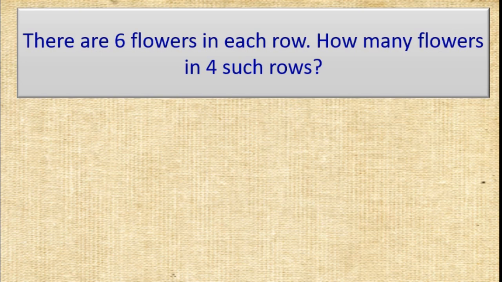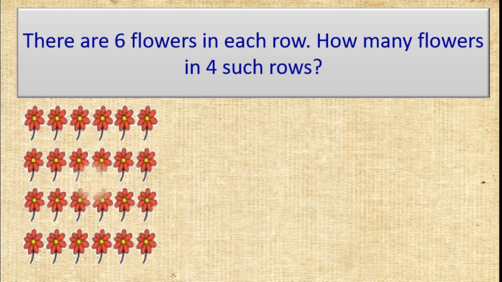Students, first we will take a quick revision of standard 3rd portion. Then we will move to the 4th portion. Here one question. There are 6 flowers in each row. How many flowers in 4 such rows? You can see here flowers and there are 4 rows, isn't it? Now in each row there are 6 flowers. Now we will use here multiplication of single digit by single digit. Then we will get the answer.